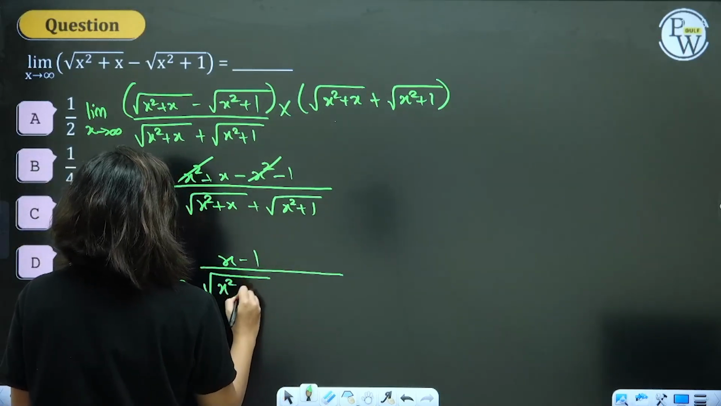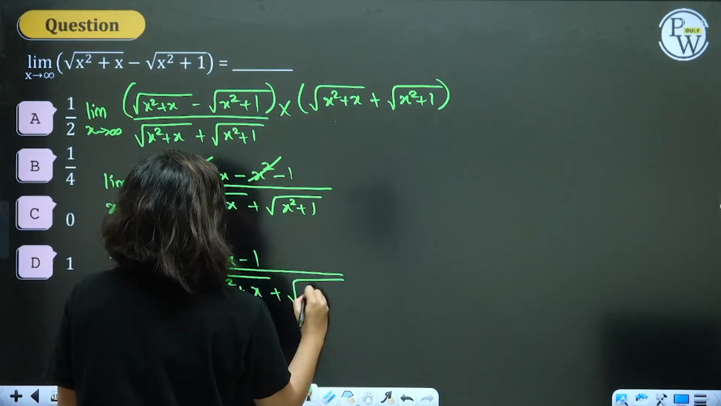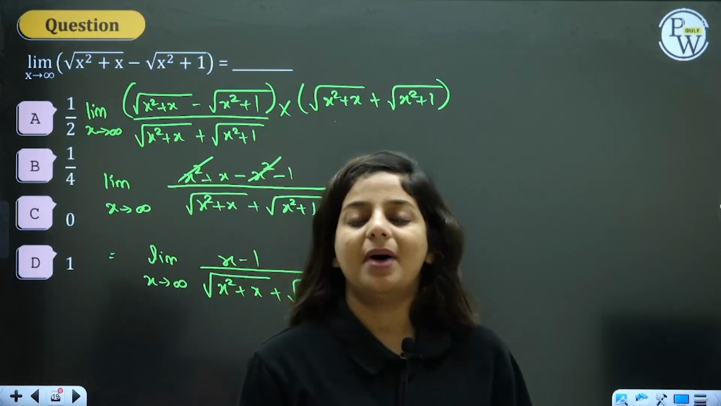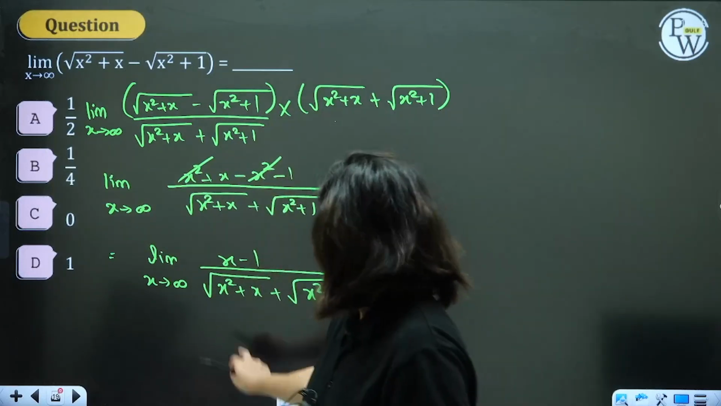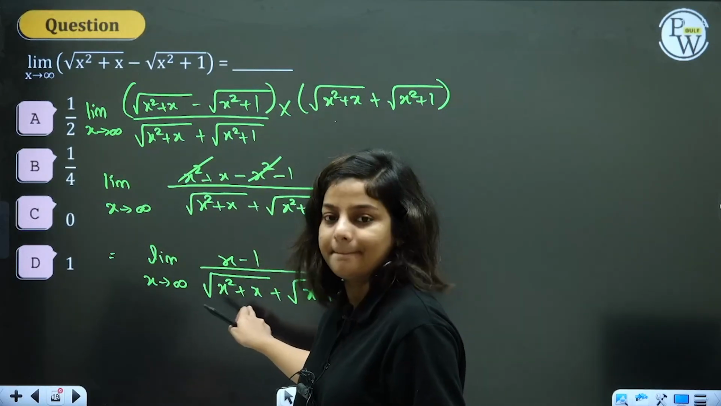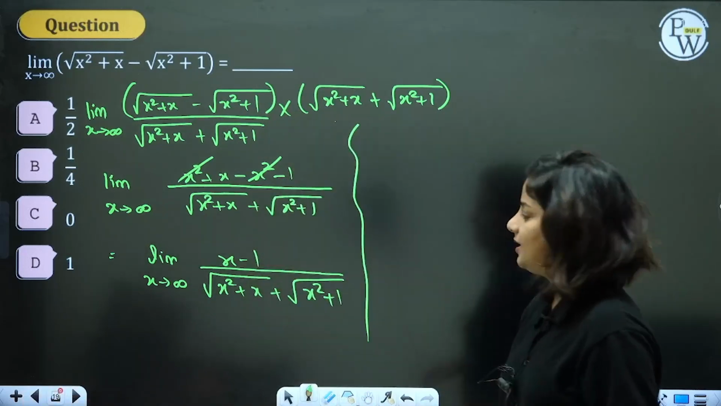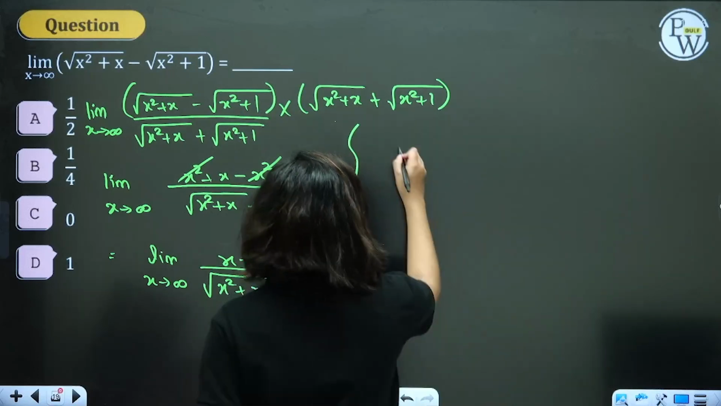Denominator, now if you try to check out, what is the highest power in the denominator? Highest power of x in the denominator? X square. So if you take x square outside the root, it will be x.